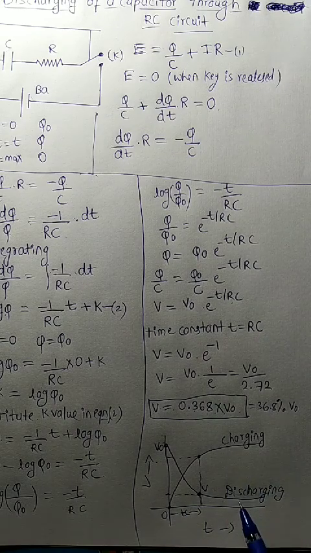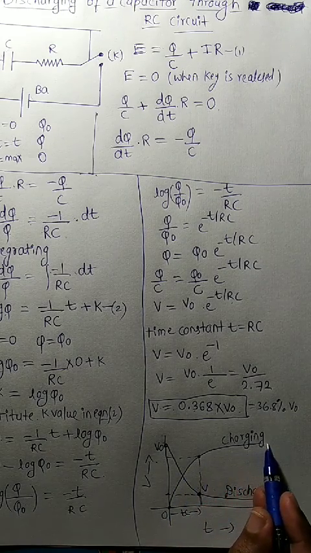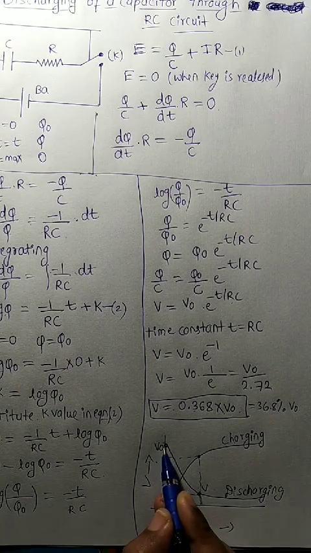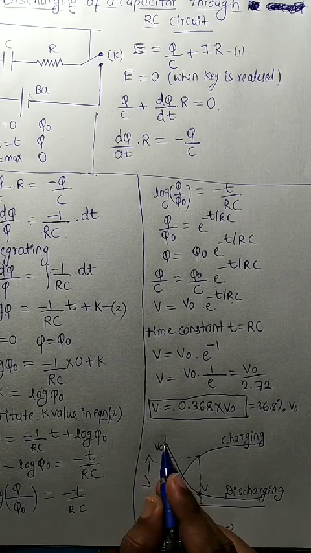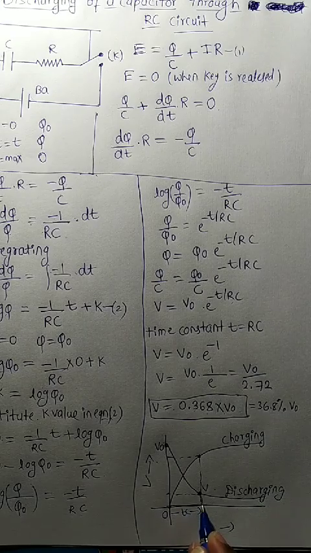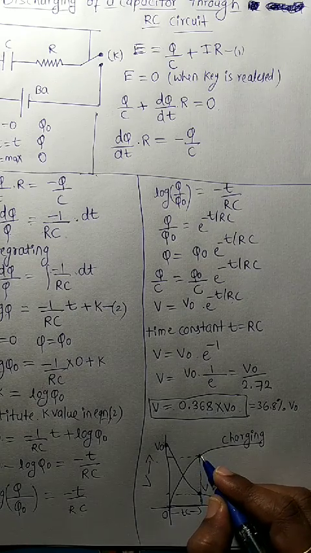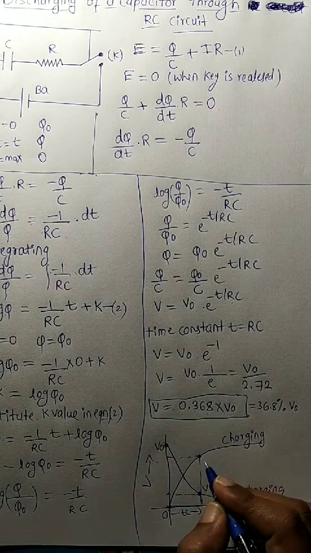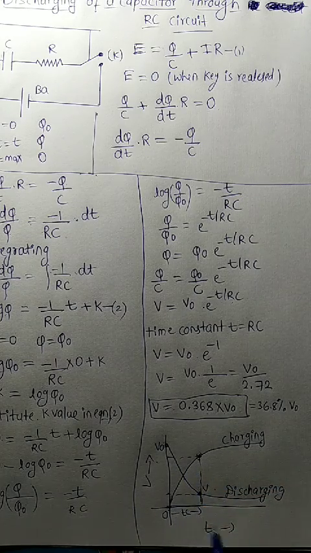For both graphs, charging and discharging, what will you write? For charging, the voltage increases and then comes to a constant value. At the same time, in discharging, the current decreases and reaches approximately 0 value. To decrease from V naught to V, the V value is 0.368 of V naught. How much time it takes to decrease is the time constant. At the same time, to increase from 0 to V, where V is 0.632 of V naught, how much time it takes to increase that much voltage is again the time constant.